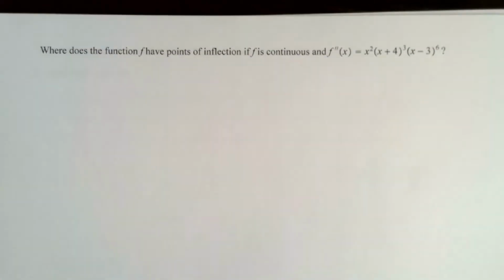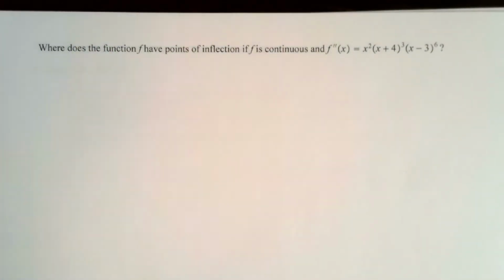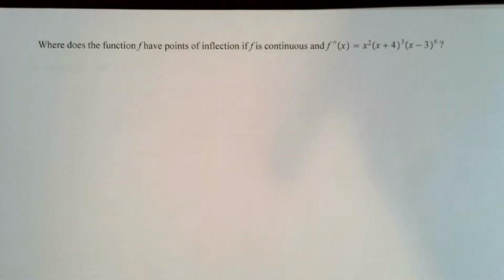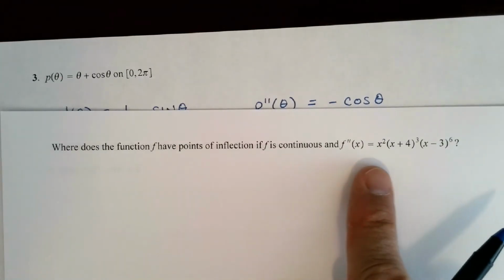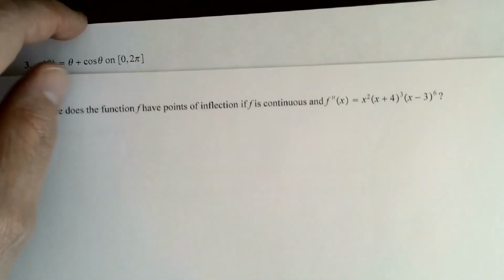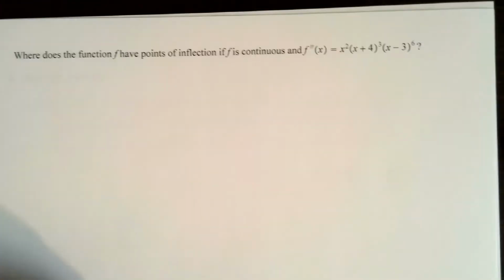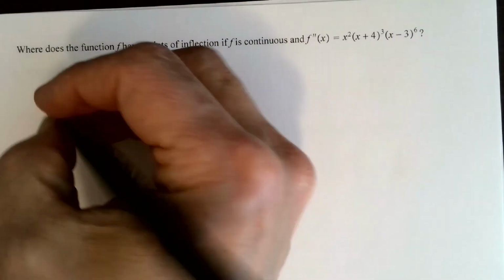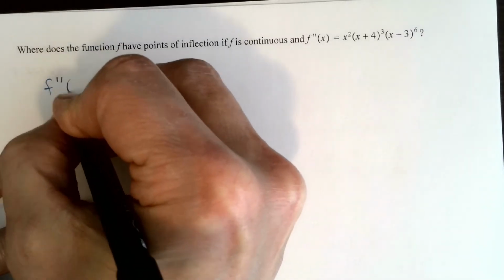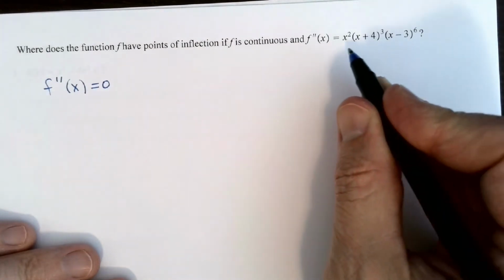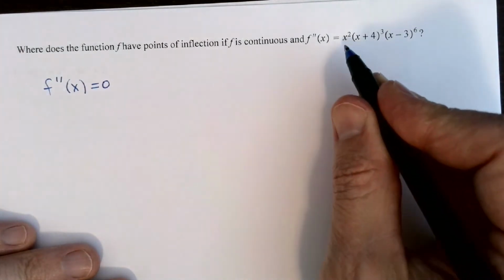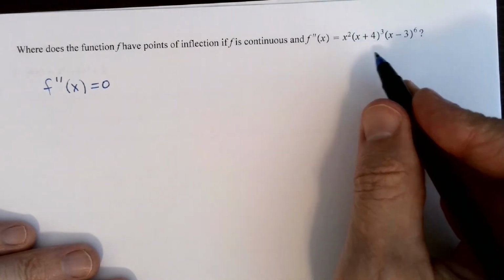Suppose I say we have a function and I ask you where's the location of the points of inflection, assuming that f is continuous and f double prime is given as this. So I've given you already the second derivative, and remember we need to know first of all when the second derivative is equal to 0. This is completely factored, so for what values of x are we equal to 0? 0, -4, and 3.